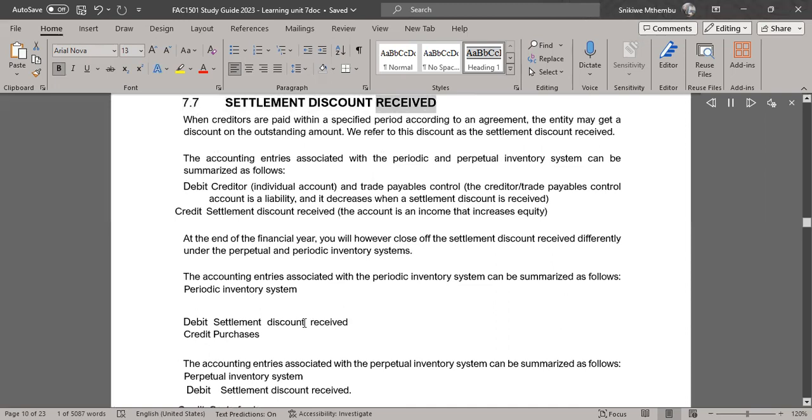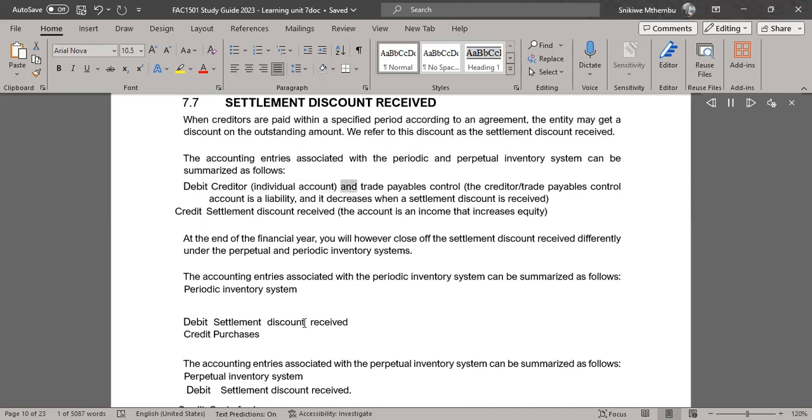7.7 Settlement discount received. When creditors are paid within a specified period according to an agreement, the entity may get a discount on the outstanding amount. We refer to this discount as the settlement discount received. The accounting entries associated with the periodic and perpetual inventory system can be summarized as follows.